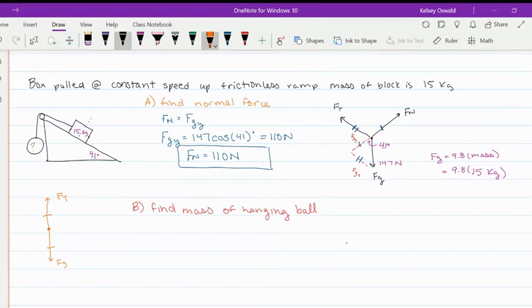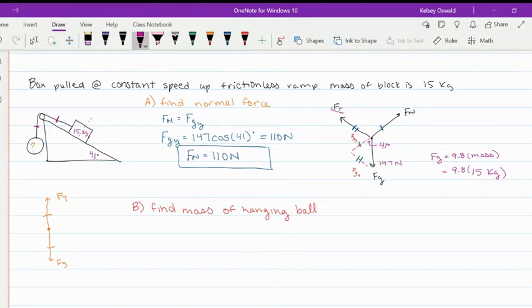However, we have a rope connected to a pulley. And remember, a pulley does not change the magnitude of our force. So the tension in this part of the rope is going to be equal to the tension in this part of the rope. The tension in either part is going to be the same. So if we can find our force of tension acting on our box, then we'll be able to find our force of tension acting on that ball.